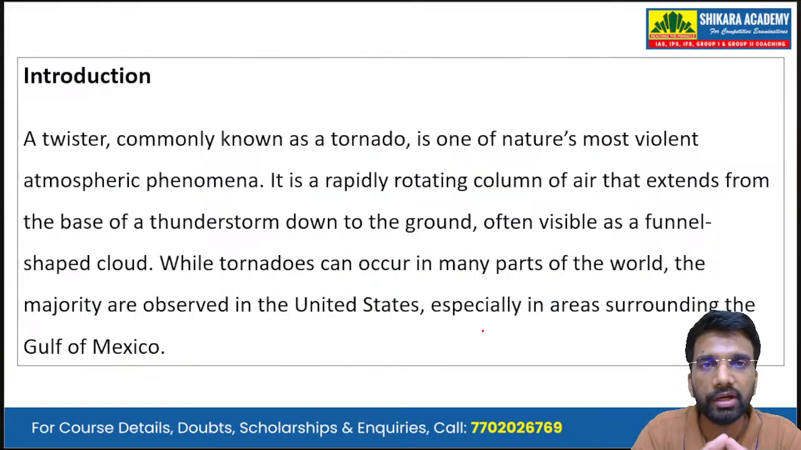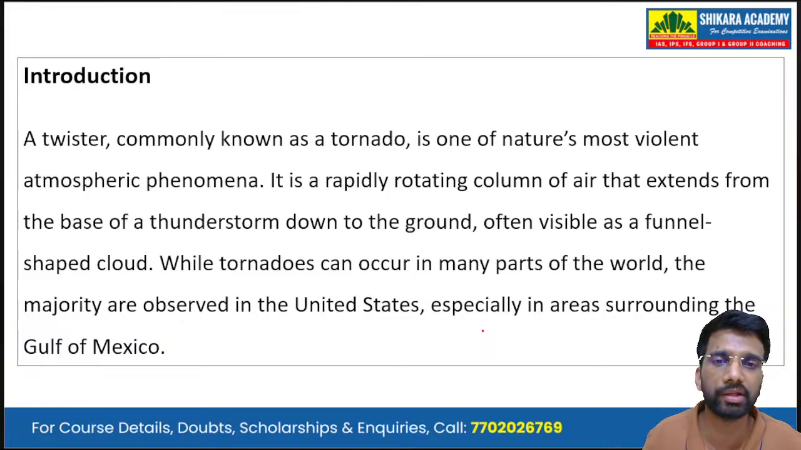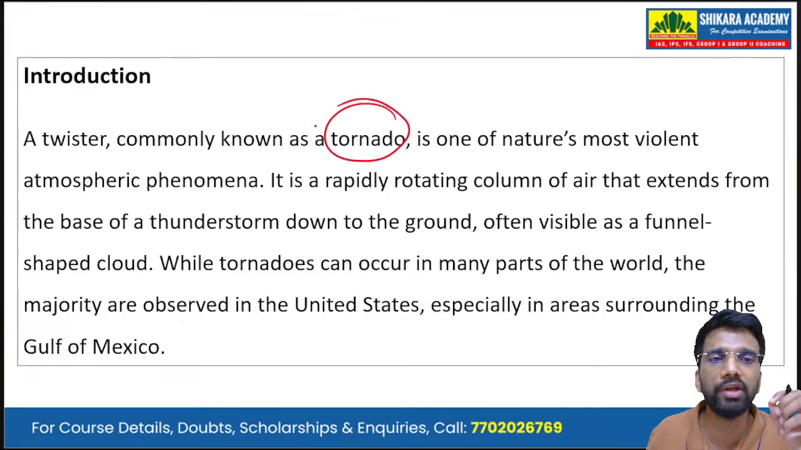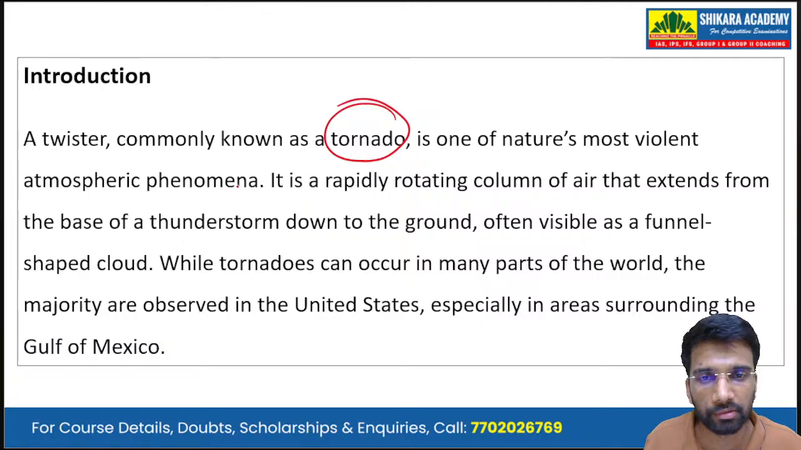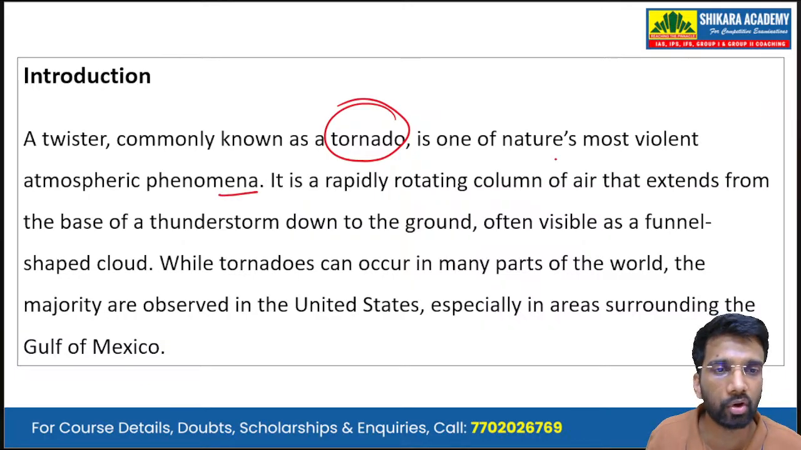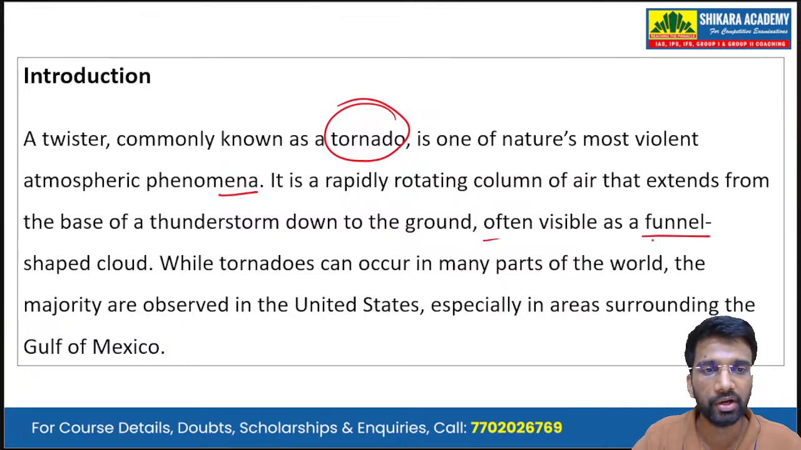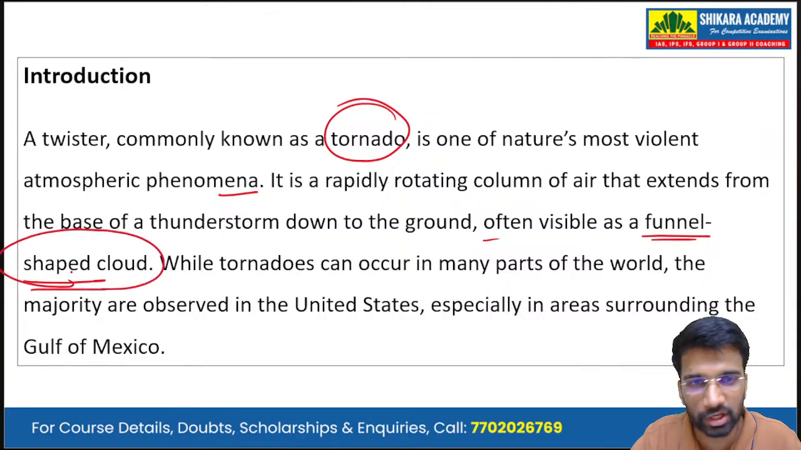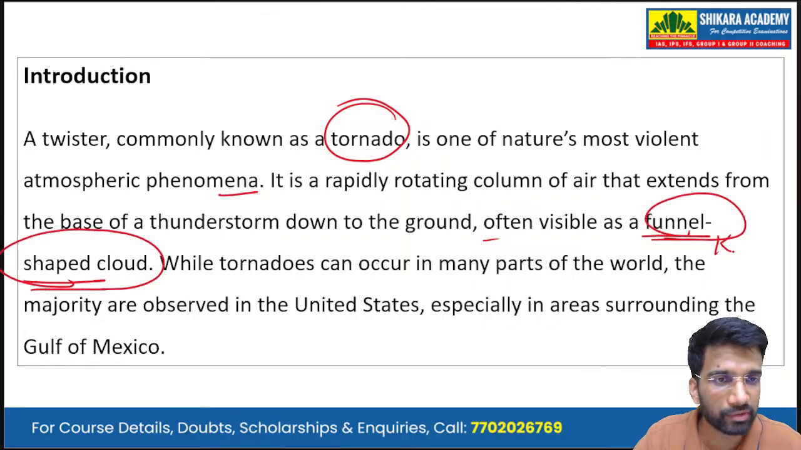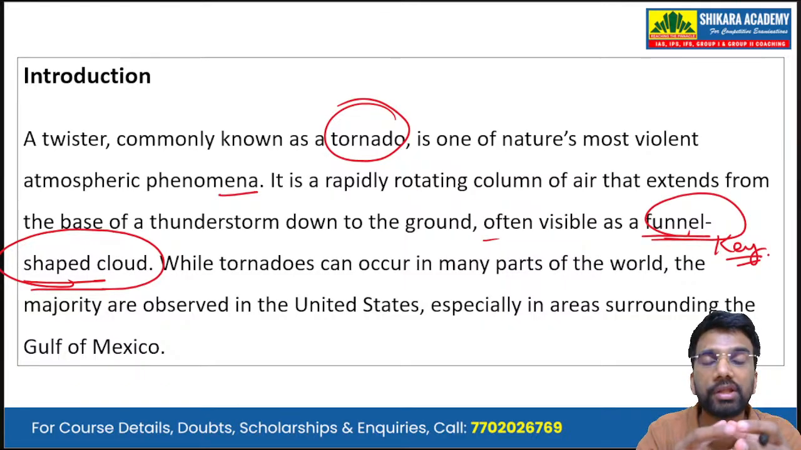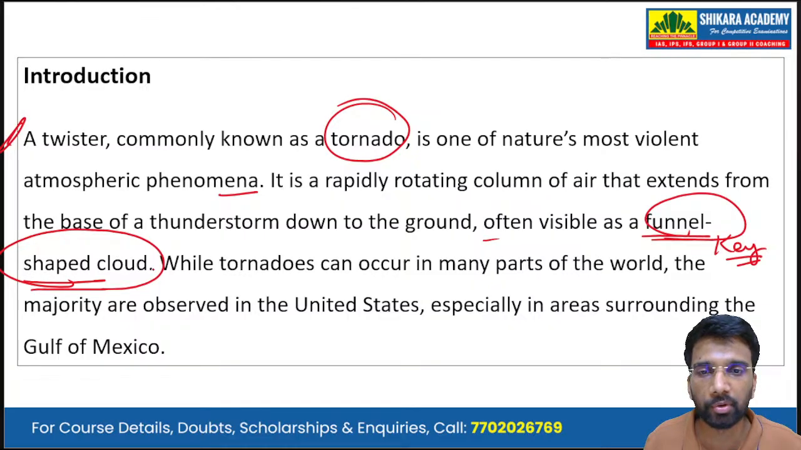Now, starting with the introduction, a twister, commonly known as a tornado, is one of nature's most violent atmospheric phenomena. It is a rapidly rotating column of air that extends from the base of a thunderstorm down to the ground, often visible as a funnel-shaped cloud. So this funnel-shaped cloud is the keyword that we use to describe what is a twister or what is a tornado. So in the first couple of lines of the introduction, we have described what a twister is, what a tornado is.